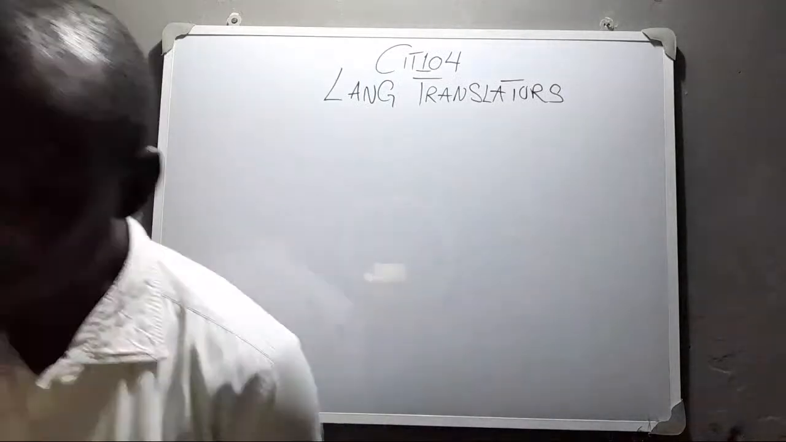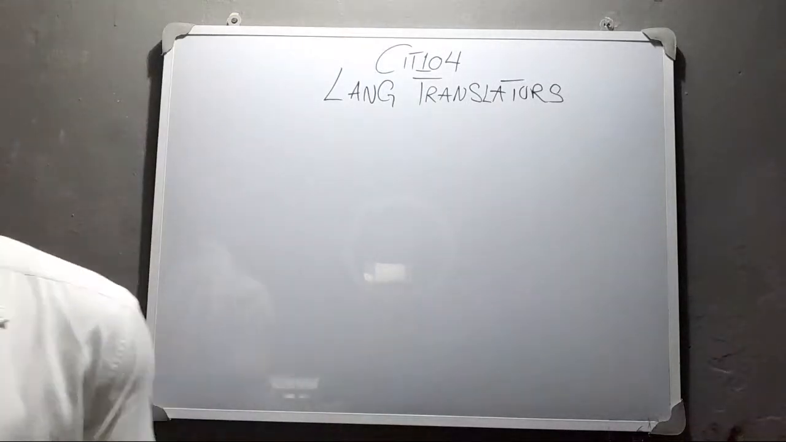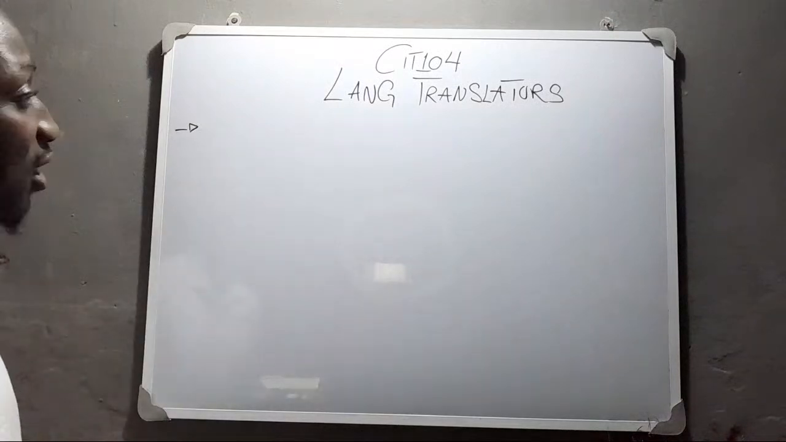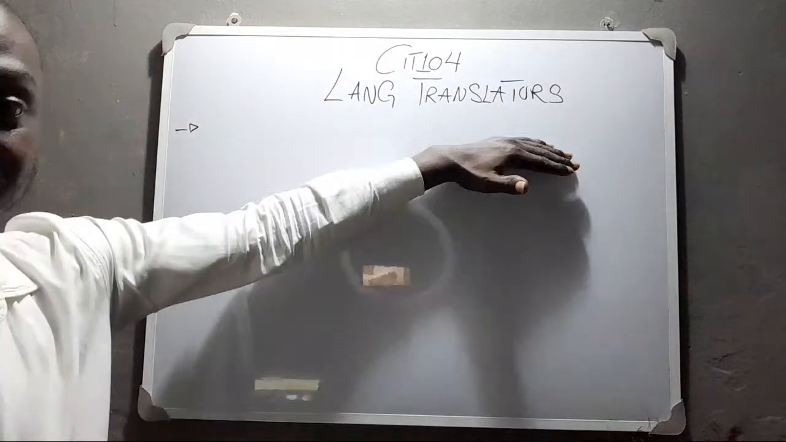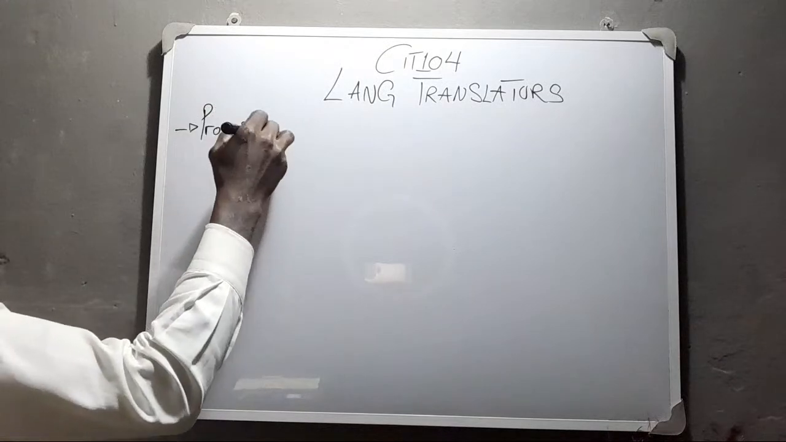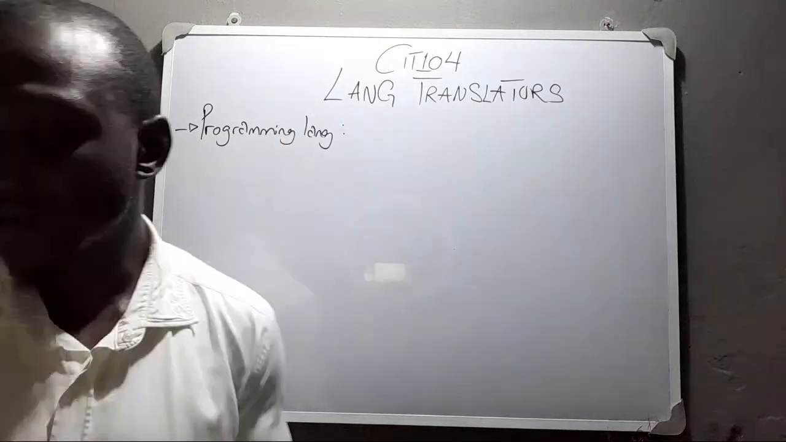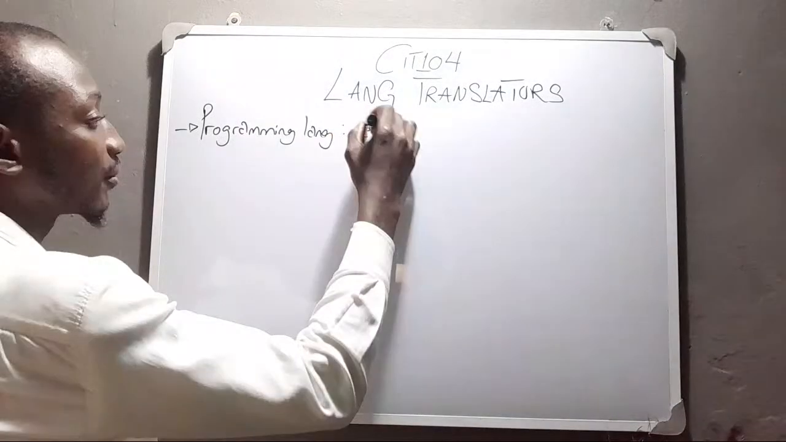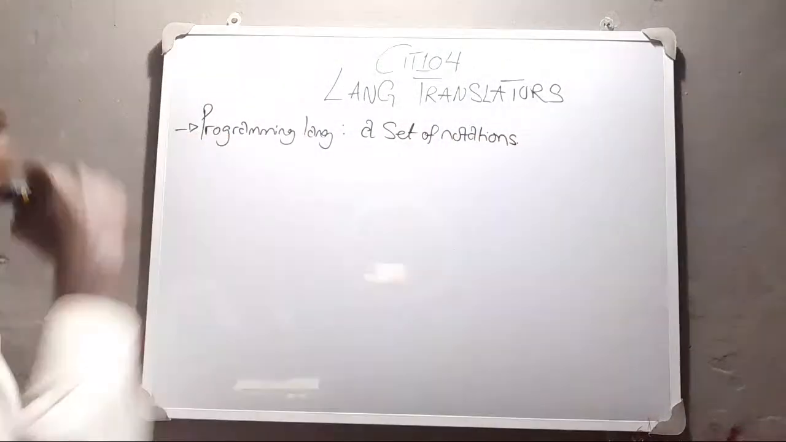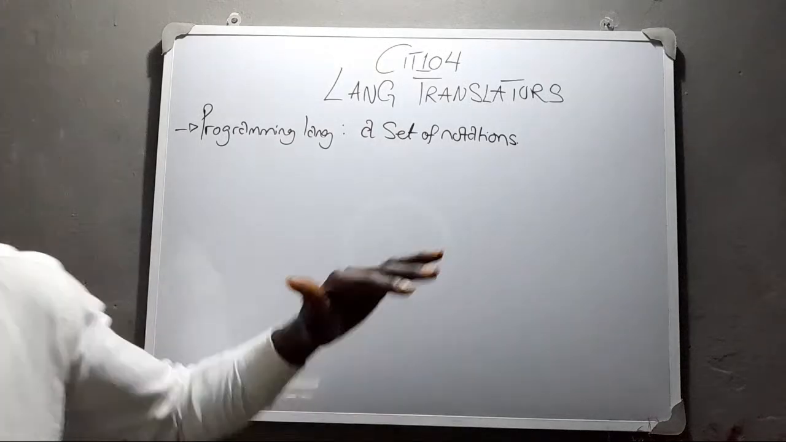Now, a programming language is a set of notations in which we express our instructions to the computer. There is something we definitely use to talk to our computer, which is the programming language. And this programming language is said to be a set of notations. When we say notation, what are we talking about?